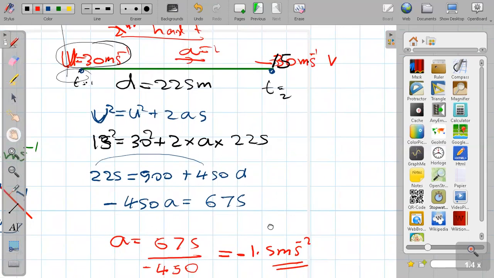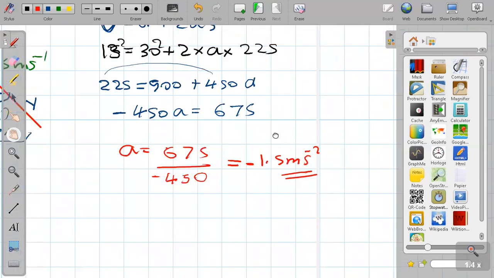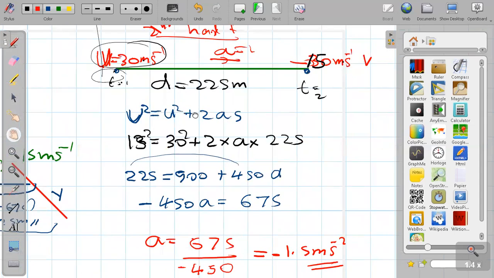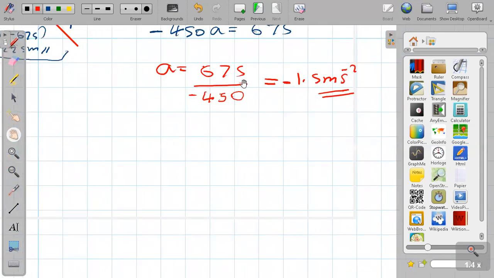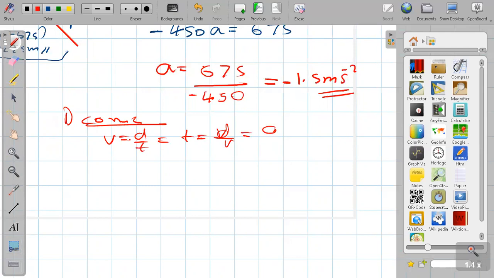Understood. Good. So now what I have to do is apply these results to get the time. Now I have to consider the constant velocity part. Velocity equals displacement over time, so the time is displacement over velocity. Displacement is 900 meters over 15 m/s. Meters cancel off. It's going to be 60 seconds.